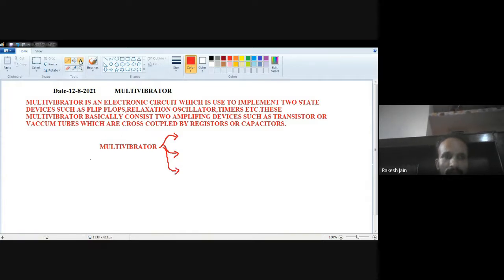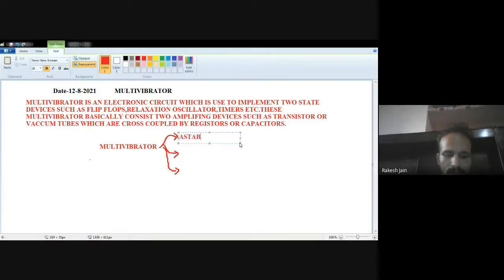One is astable multivibrator, that is also known as free running multivibrator. MV stands for multivibrator.